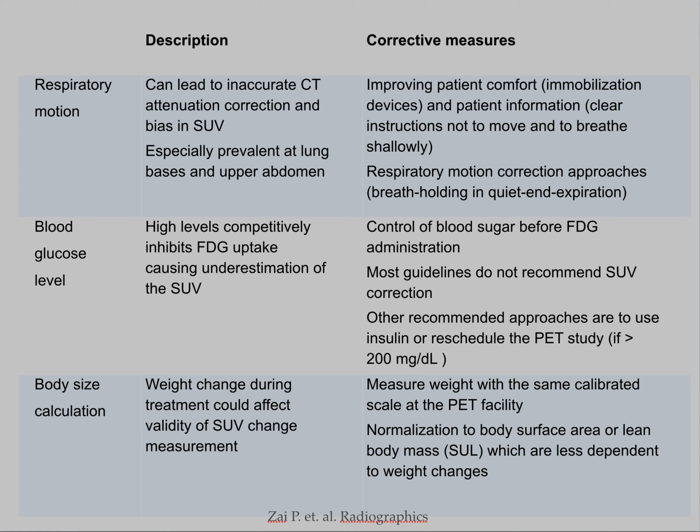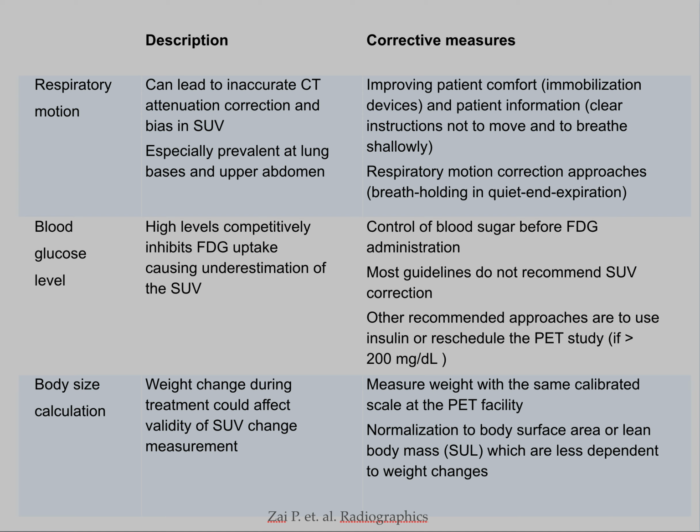Other factors that can play a role: respiratory motion, particularly for SUV max, because it's the single highest voxel value. So this will decrease the SUV max for lesions at the lung bases and in the liver dome. Blood glucose level, as we talked about, the higher the blood glucose level, the more competing glucose there is, so it will suppress the activity in the tumor.